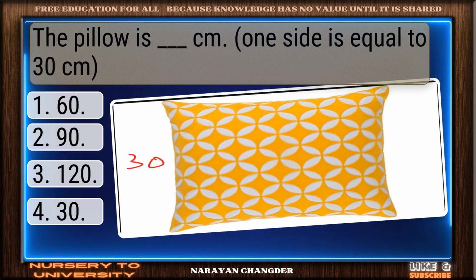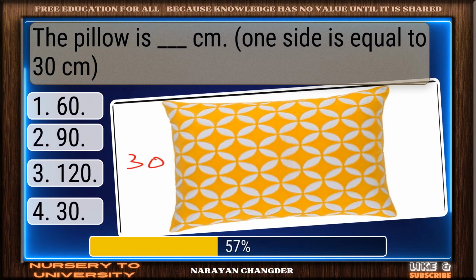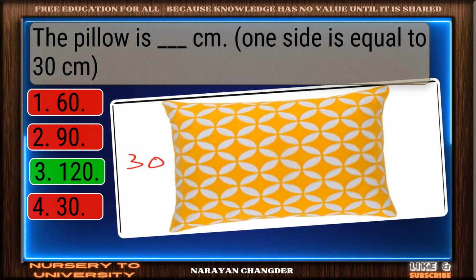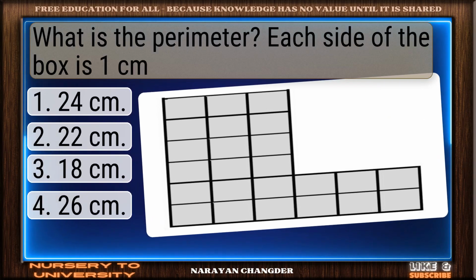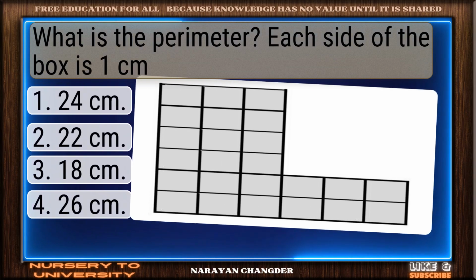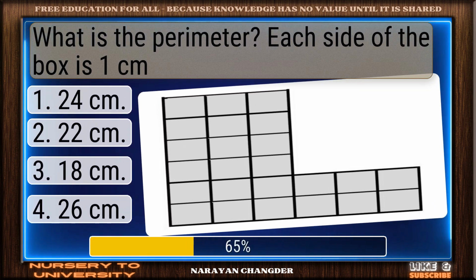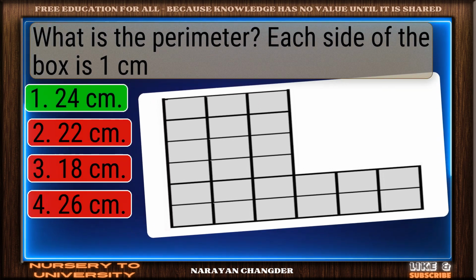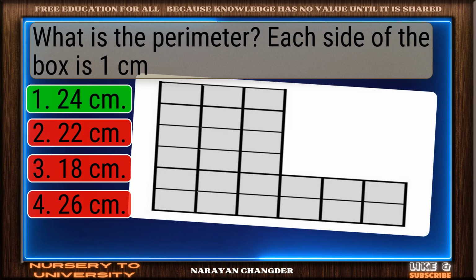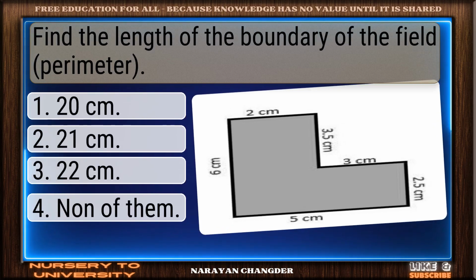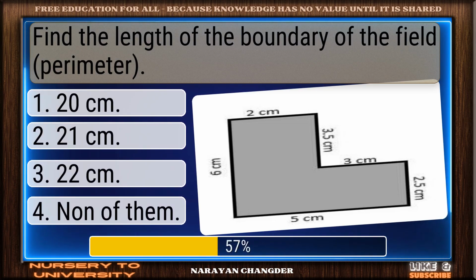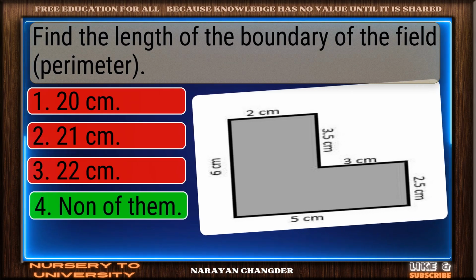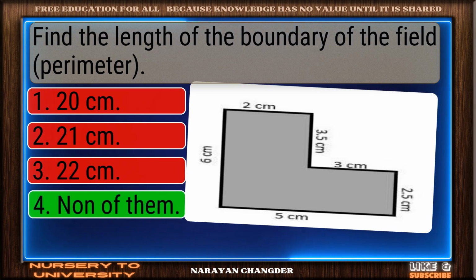The perimeter is dash cm. Sharp thinking. 120 is the right choice. What is the perimeter? Each side of the box is 1 cm. Nice work. You chose 24 cm and it is correct. Find the length of the boundary of the field. Correct. None of them is the right answer.